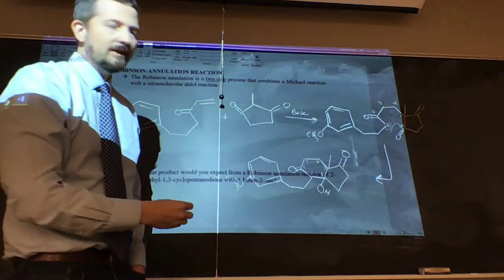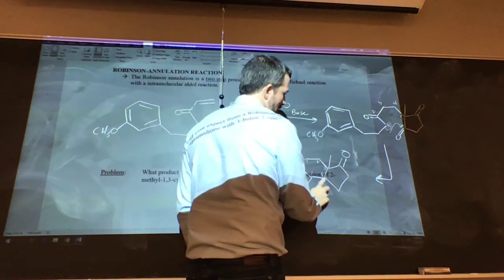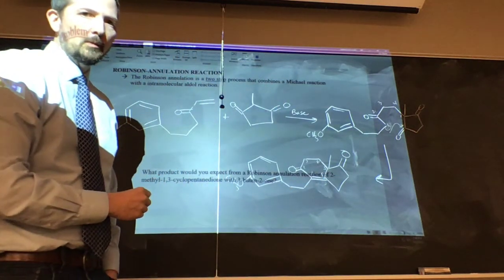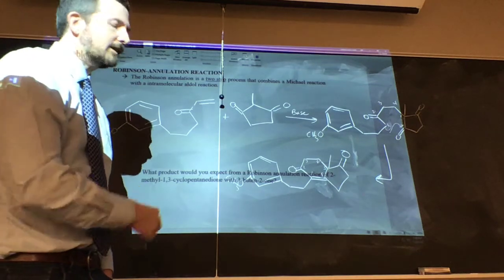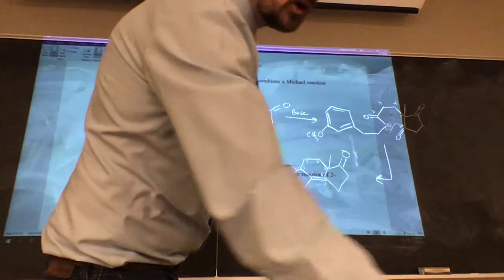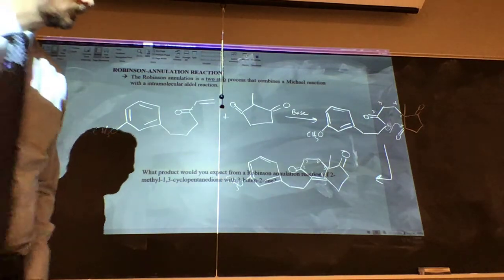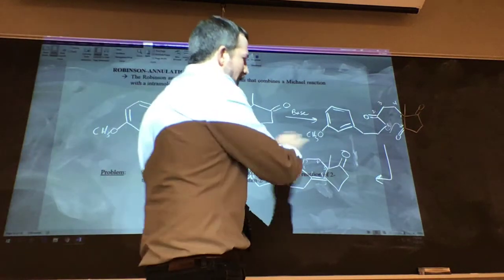Now, if it underwent condensation at that point, I can just make that into a double bond. Okay, and that's actually the final product of my reaction. That's the Robinson annulation reaction. Okay, so that's more of a complicated example.